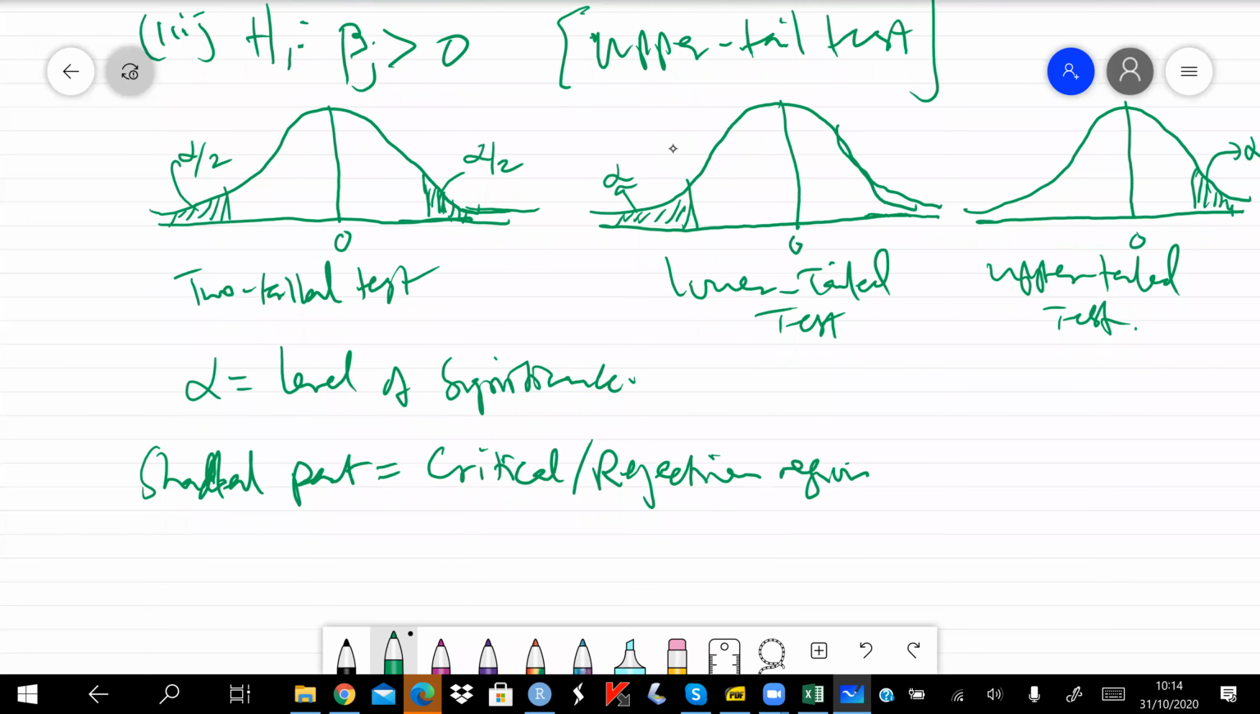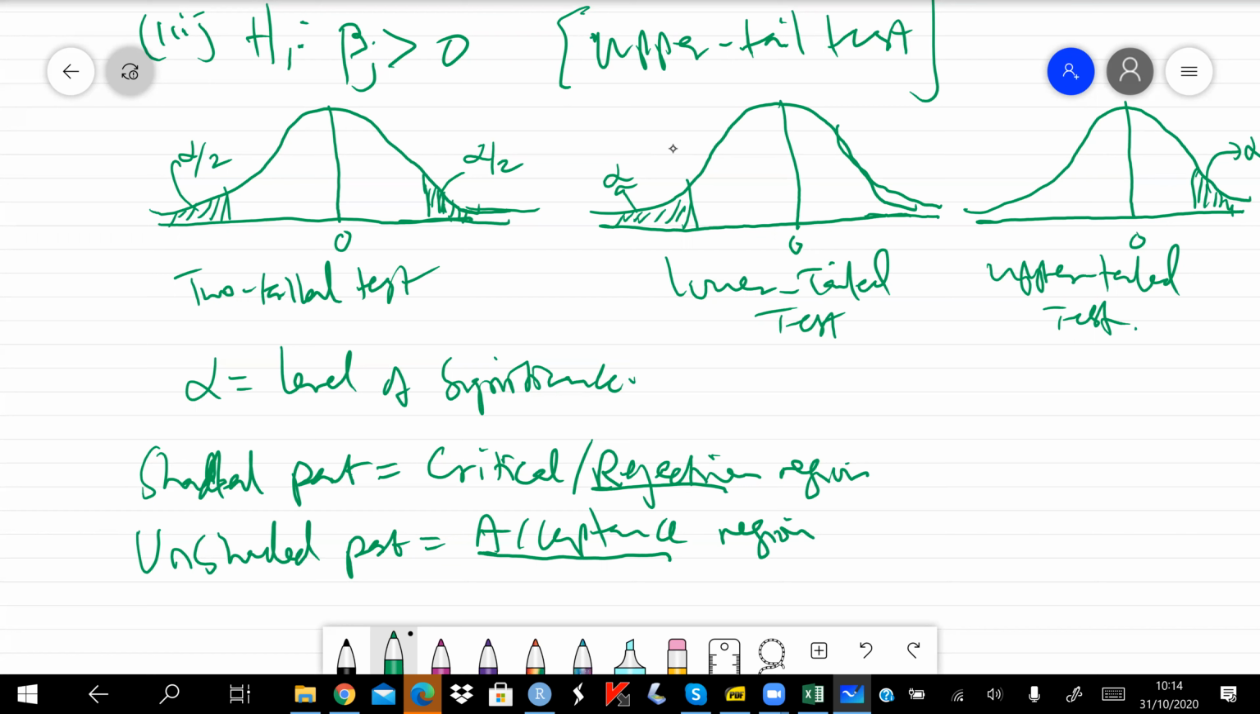Then the unshaded part is called the acceptance region. These names come from what we actually do to the null hypothesis, because hypothesis testing revolves around the null hypothesis. Basically, it's about getting evidence from the sample to either reject the null hypothesis or fail to reject it, or sometimes you can say you accept the null hypothesis. But usually we use the words reject the null hypothesis or fail to reject the null hypothesis.